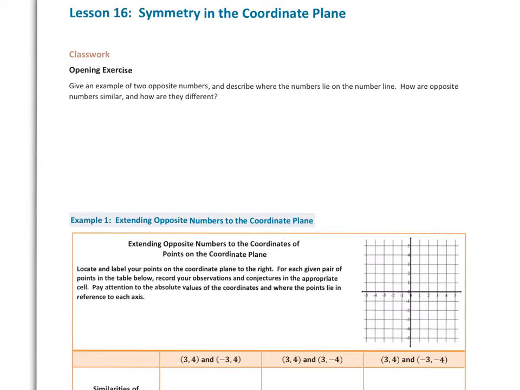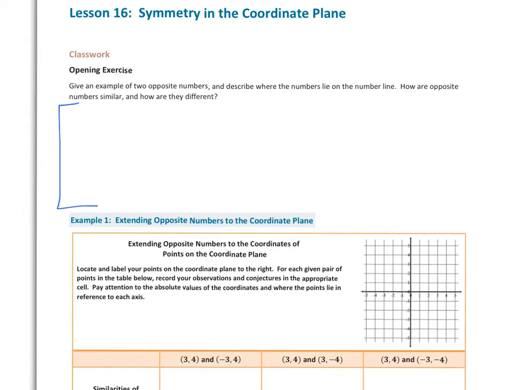Alright guys, I want you to go ahead and give Mr. Smith an example of two opposite numbers and explain where those would lie on the number line. What's their distance from 0? Alright, go ahead and pause me while you explain that to him and write it down in this space here.